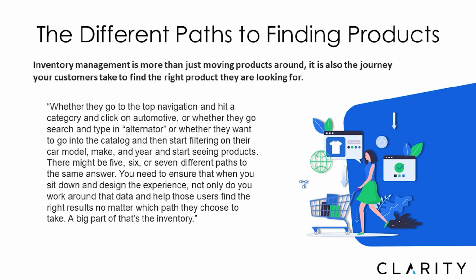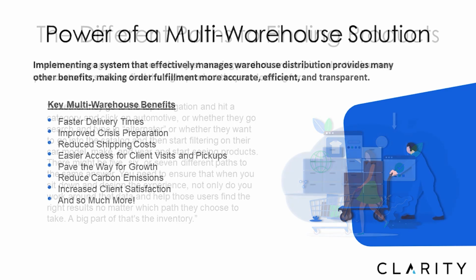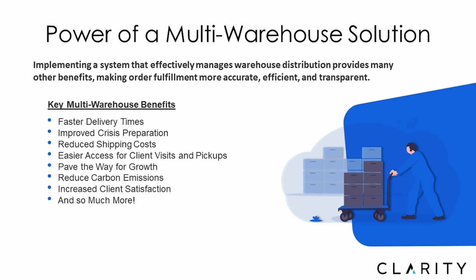And you need to ensure that when you sit down and design the experience, not only do you work around that data and help those users find the right results, no matter which path they choose to take, a big part of that's the inventory. So I remember one of the clients we worked with that sold railroad ties, right? And they had 11, if I remember correctly, you can correct me if I'm wrong here, but it was like 11 different distribution centers across the US. But they were selling railroad ties mostly to like landscaping companies, but not the small ones you and I would think of. They were selling like 700,000 railroad ties to so-and-so because they're building a new football stadium in Denver.